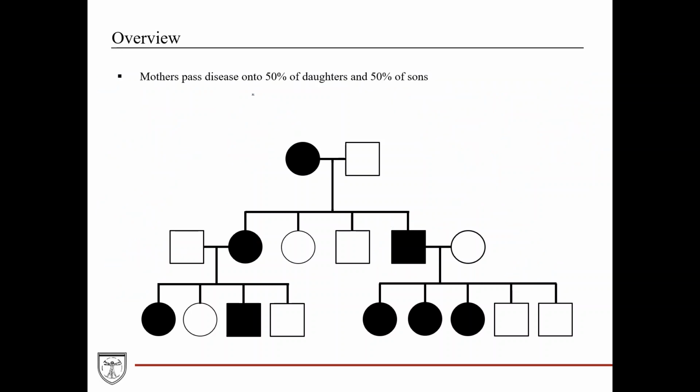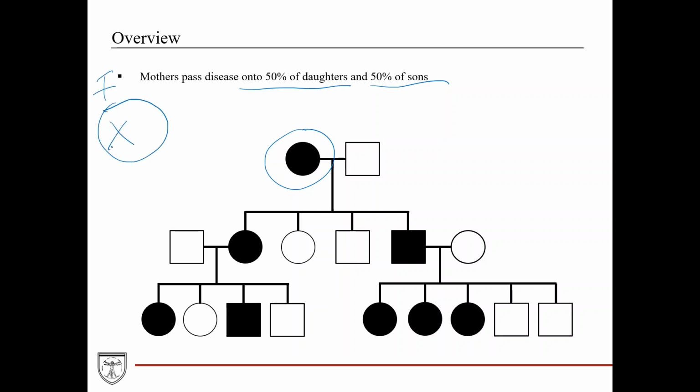Now, if you have an affected mother, on the other hand, she will pass the disease on to 50% of her daughters and 50% of her sons. So we look here, here's an affected mother. Half of her daughters are affected, half of her sons are affected. And then you look at here, we have another daughter here. She's affected, half of her daughters are affected, half of her sons are affected. So let's take a look at this.